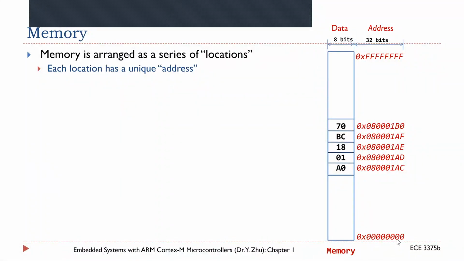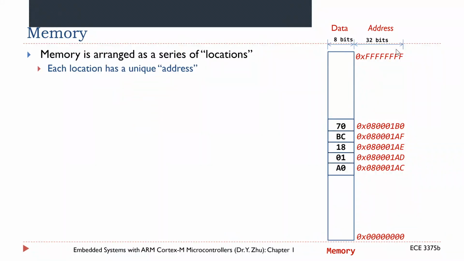So it is represented by a hexadecimal number. It's going to be 8 hexadecimal digits. So the minimum address would be all 0, and the maximum address would be all F. So that would be a 32-bit address.